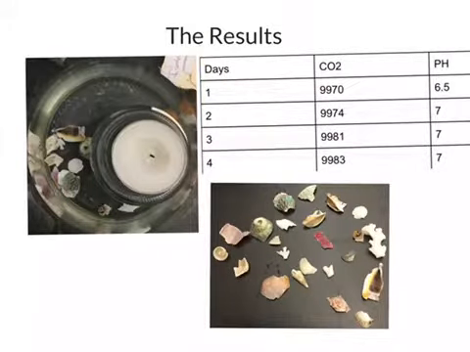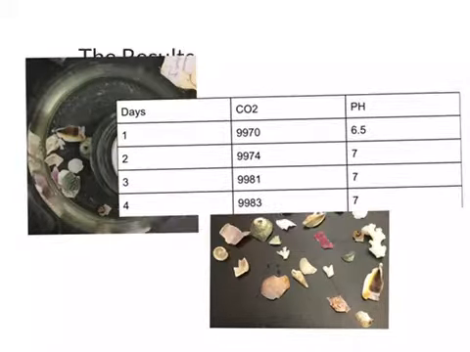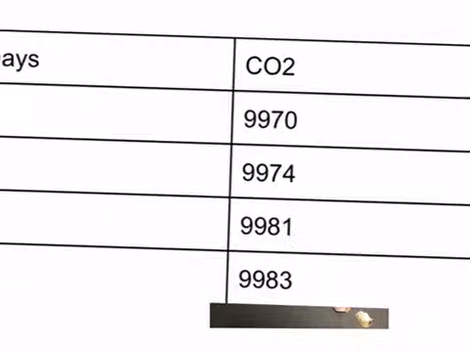Some things that I realized at the end of my experiment was that each day the candle produced more CO2, meaning that on day 1, the CO2 that was introduced in the jar was 9,917, day 2 was 9,974, day 3 was 9,981, and day 4 was 9,983.